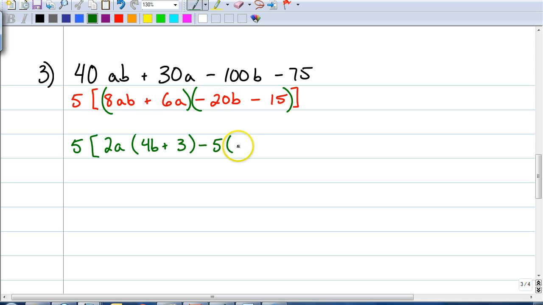So negative 20 divided by negative 5 is a positive 4. Then we have the b. And a negative 15 divided by negative 5 is a positive 3.